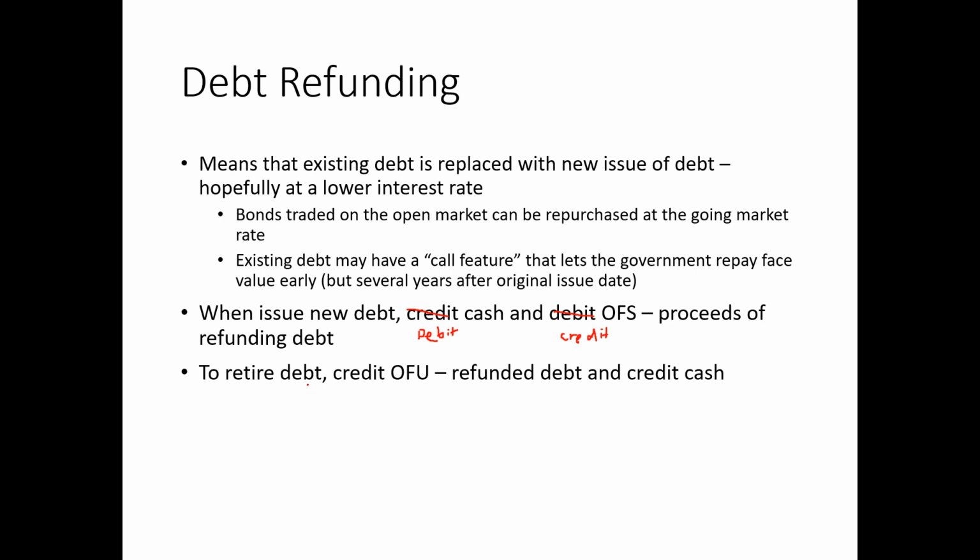Then to retire the older debt, you're going to debit other financing use, refunded debt, and then credit cash. I don't know why there are so many mistakes in this one.